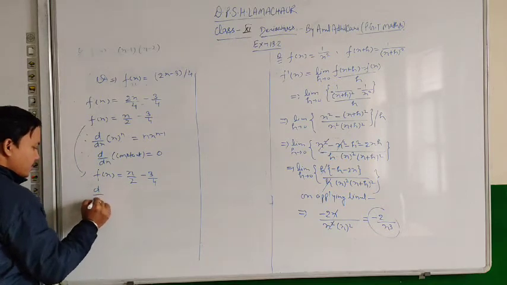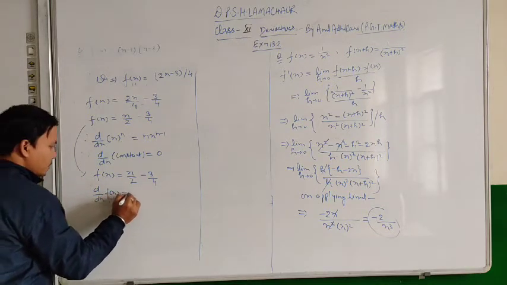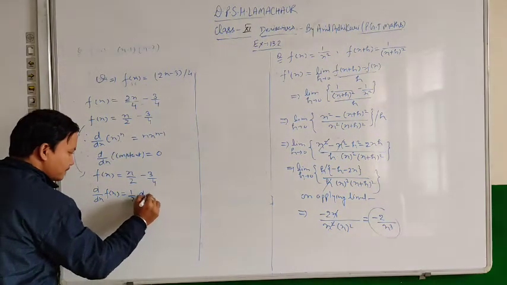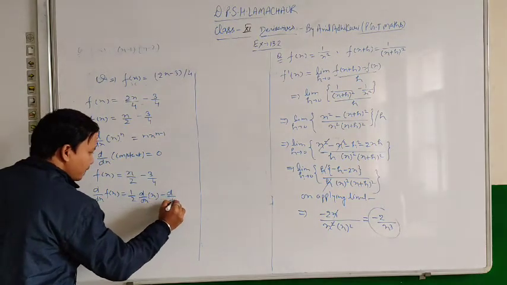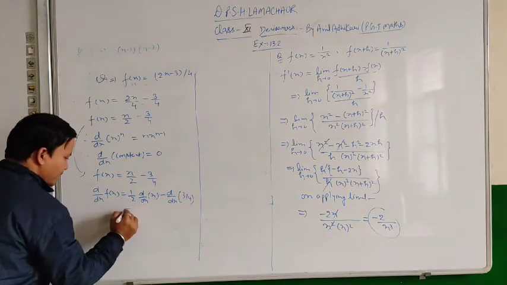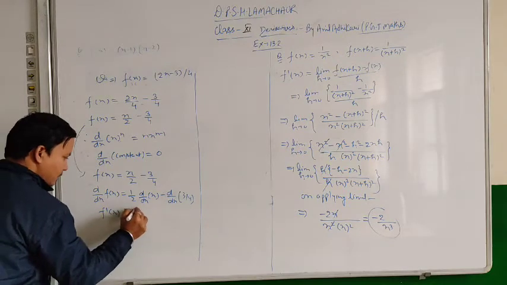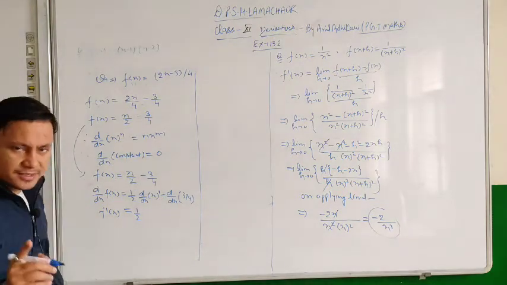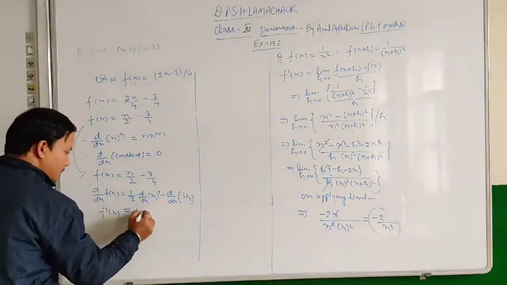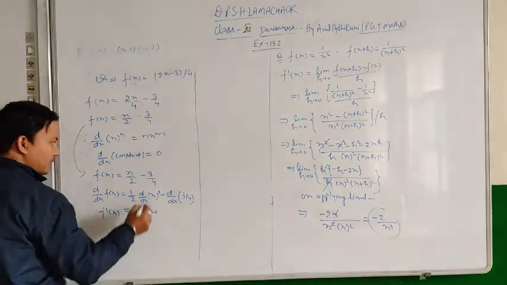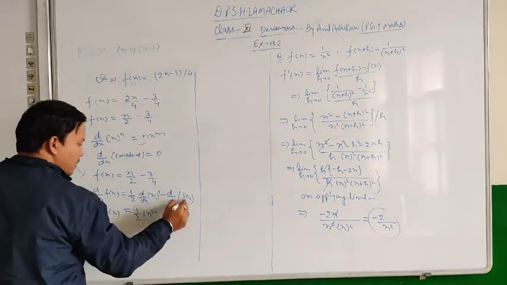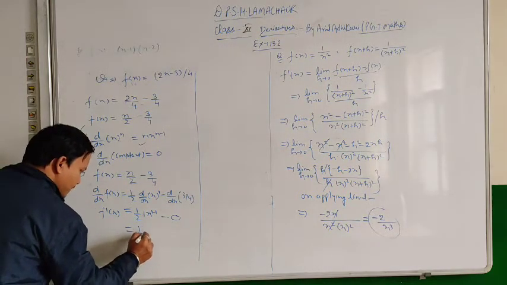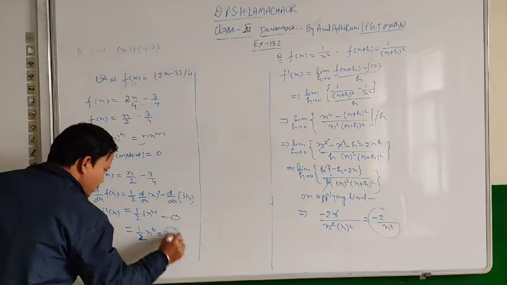So d by dx of f(x) is equal to, since 1 by 2 is a scalar quantity, take it out, d by dx of x minus d by dx of 3 by 4. So f dash x equals 1 upon 2. So derivative of x, since the exponent of x is 1, what will it become? 1 x to the power 1 minus 1, by this formula. And here the derivative of constant is 0. So your answer is 1 upon 2 into 1 into x to the power 0, that is 1 upon 2, which is your required derivative.